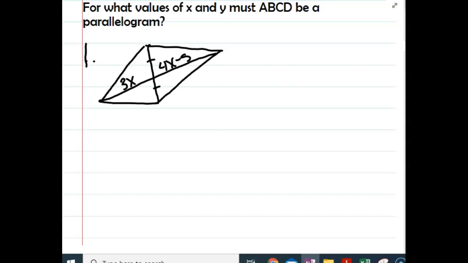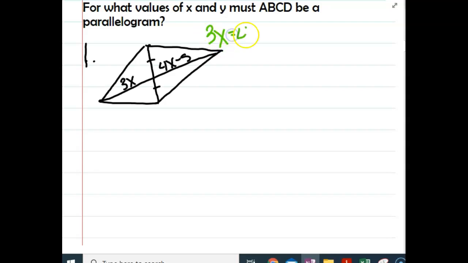Well, if I'm given the diagonals of a parallelogram, what do I know about the diagonals? If this was a parallelogram, what would I know about the diagonals? They bisect each other. Now, I know that this diagonal is cut in half because they tell me that. So if this diagonal was cut in half, then these would be equal. So that's exactly what you're going to do.